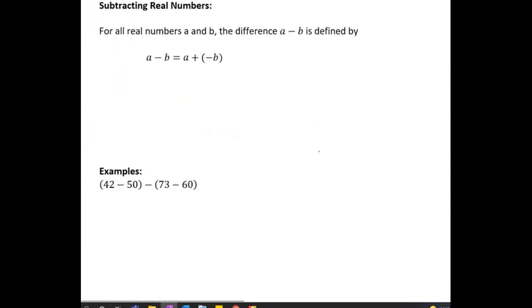And we have, for all real numbers a and b, the difference a minus b is defined as a plus a negative b. So subtraction, do you see how we took this subtraction sign, changed it to addition, and used the opposite? So a minus b is the same as a plus a negative b.